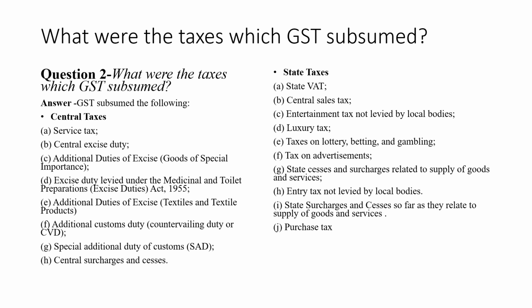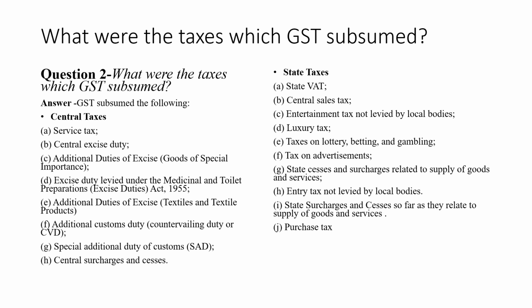additional customs duty, countervailing duty, that is called CVD, special additional duty of customs, central surcharges and cesses. And next are the state taxes, which include state VAT, central sales tax, entertainment tax not levied by local bodies, luxury tax, tax on lottery, betting and gambling, tax on advertisement, state cesses and surcharges related to supply of goods and services, entry tax not levied by the local bodies.